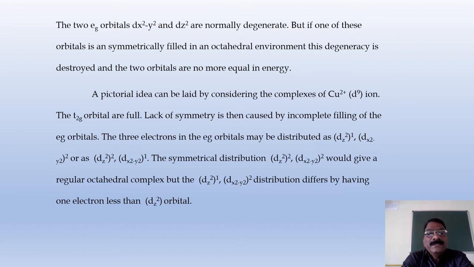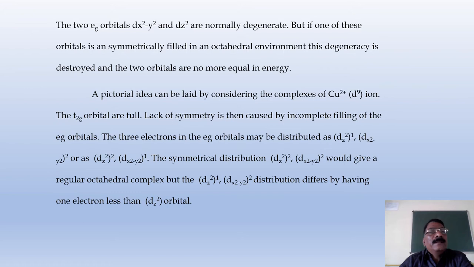The three electrons in the eg orbitals may be distributed as dz square 1 and dx square minus y square 2, or dz square 2 and dx square minus y square 1. The symmetrical distribution dz square 2, dx square minus y square 2 would give a regular octahedral complex, but the dz square 1, dx square minus y square 2 distribution differs by having one electron less in the dz square orbital.